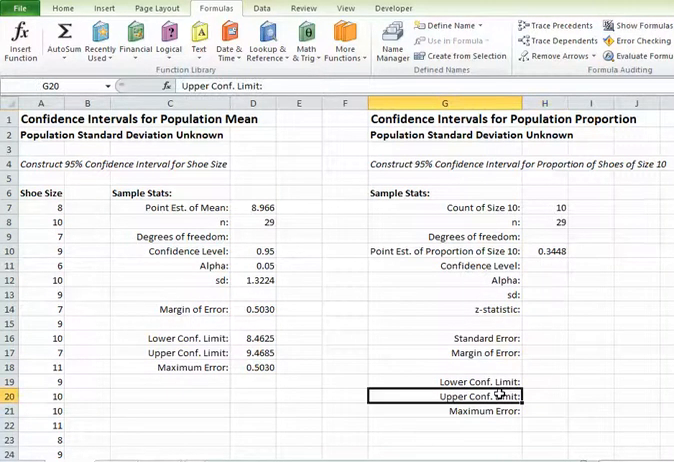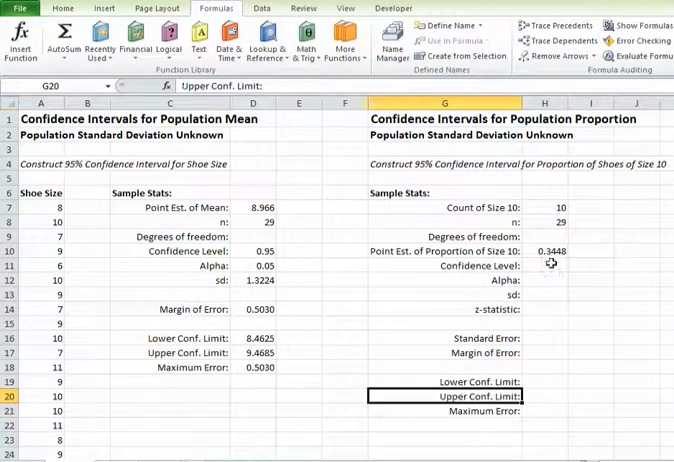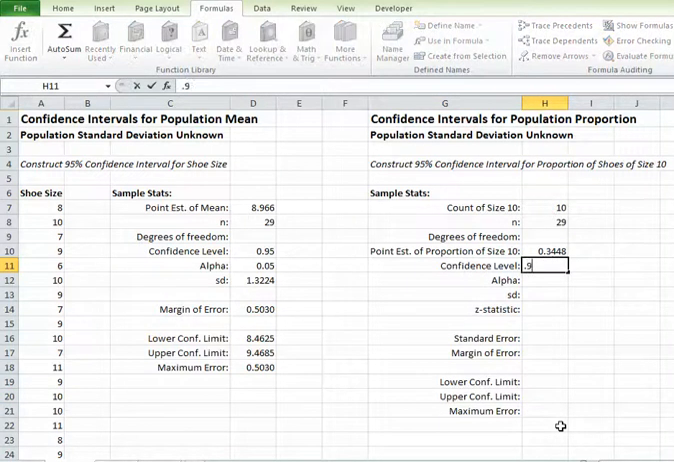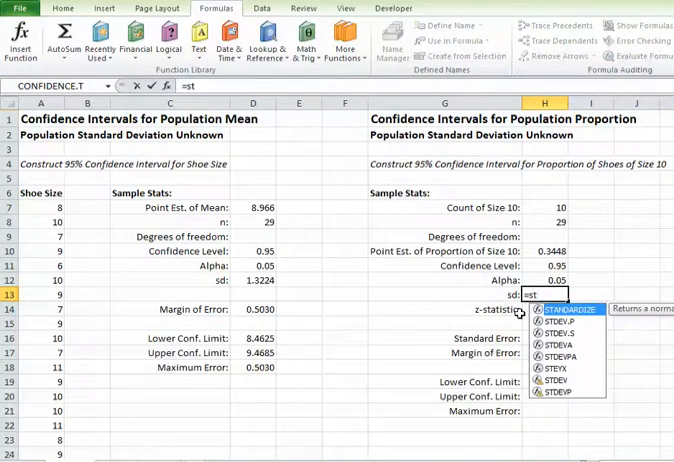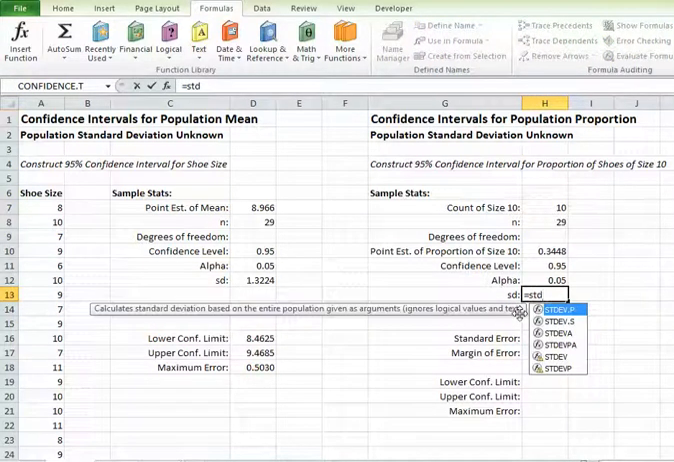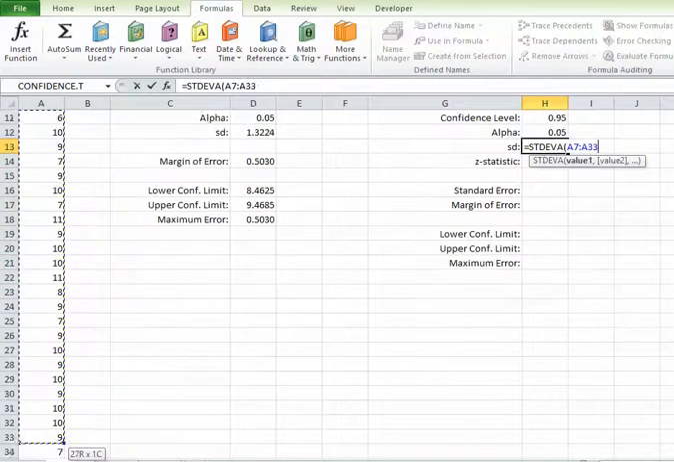Confidence level, again, is 95%. Whoopsie. Let's undo that one. Confidence level is 95%, and the alpha level is going to be 1 minus our confidence level, 0.05. Standard deviation should be the same as it was before. Let's check that out. STDEV, and grab my range of values.